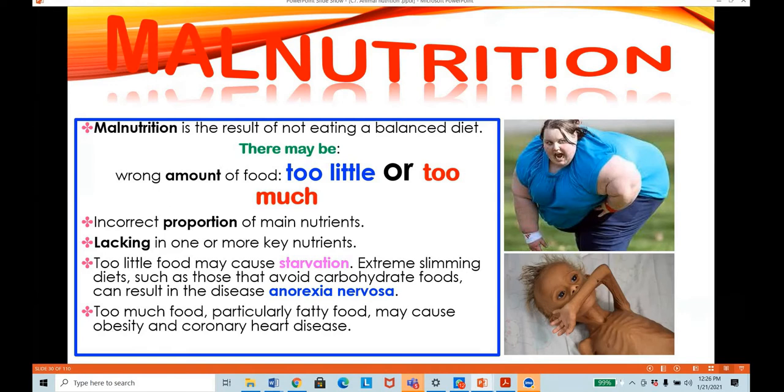So if it is too little food, it may cause starvation. Especially, starvation happens in countries which are financially poor, wherein the people do not have enough food to eat. So such people, and especially growing children who need a lot of nutrients in their diet, suffer from malnutrition and undernutrition, due to which they get many conditions like kwashiorkor and marasmus, which are protein and carbohydrate deficiency diseases.